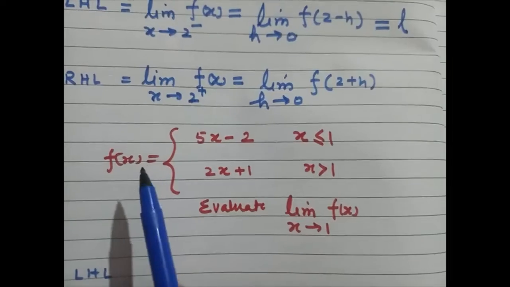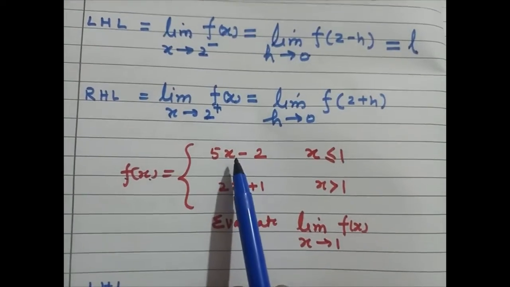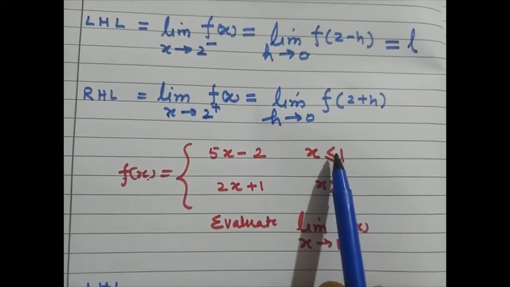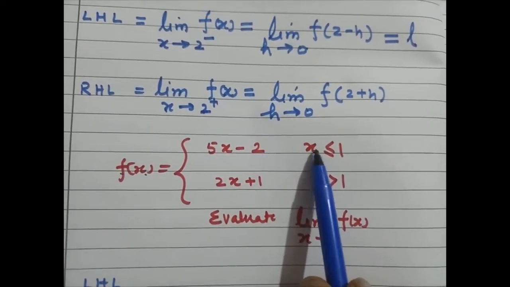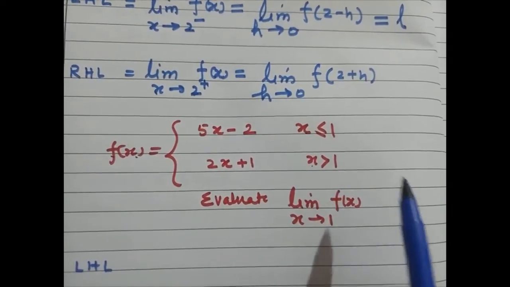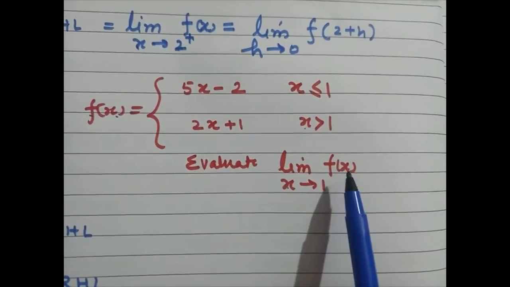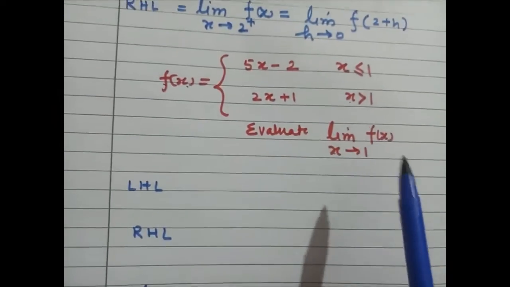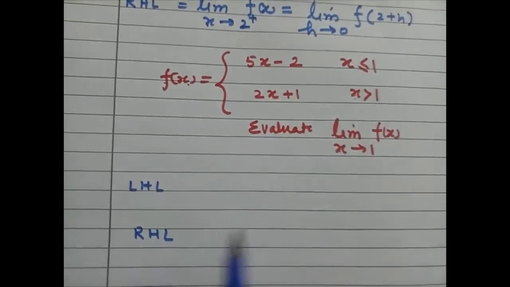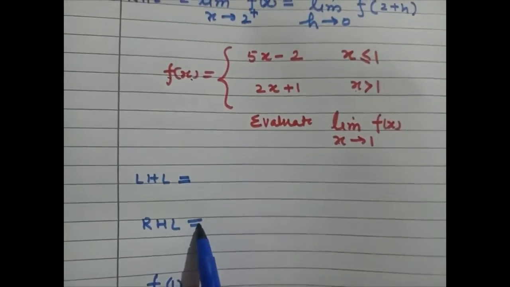Now we take an example here. f(x) equals to two functions here, with the condition x less than or equal to 1, and here x is greater than 1. We have to evaluate the limit x tends to 1 of f(x). We know that the limit exists if the left hand limit answer is equal to the right hand limit answer.